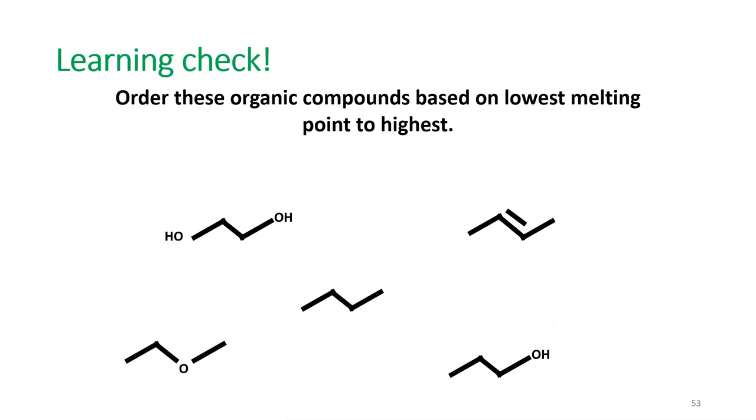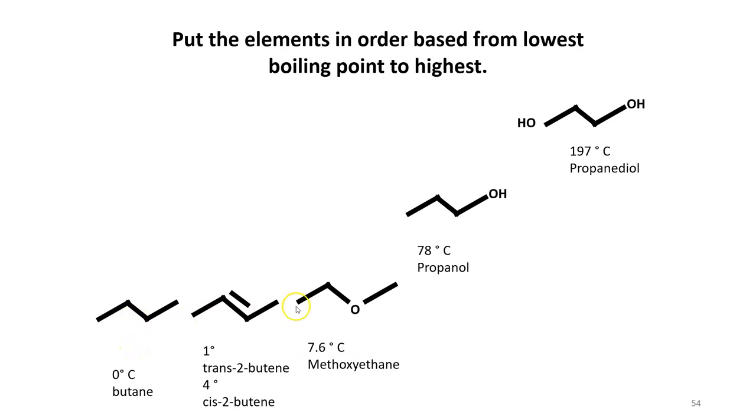For these 5 different compounds, I've organized these based on their boiling points, and we're looking at 0 degrees Celsius for butane, which is just a straight chain carbon group. As we have the cis or trans butene, for example, it's a double bonded group now. We look at 1 to 4 degrees Celsius. So there are a bit more intermolecular forces there because we have a more flattened out group, and they're able to interact more with those van der Waals forces.